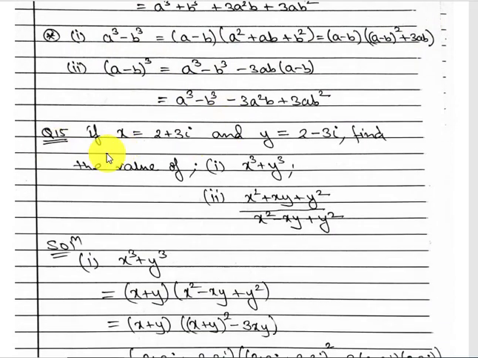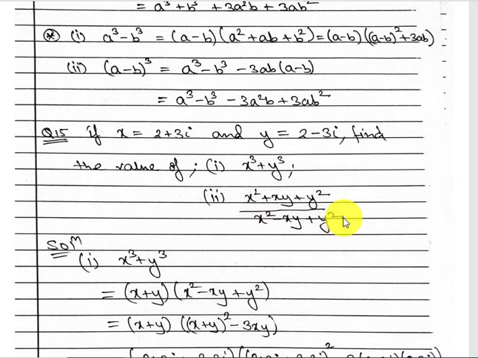So now let us see the question. Question number 15. It says if x is equal to 2 plus 3i and y is 2 minus 3i, find the value of number 1, x cube plus y cube. Number 2, (x square plus xy plus y square) upon (x square minus xy plus y square).